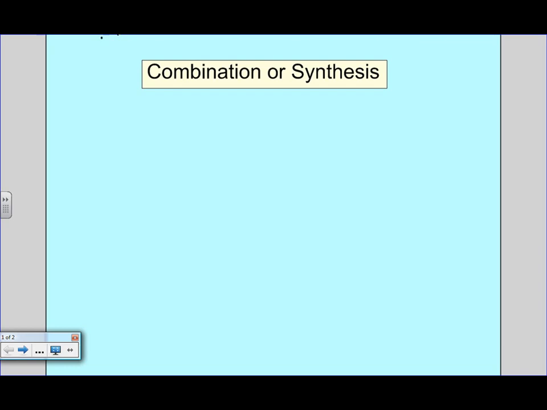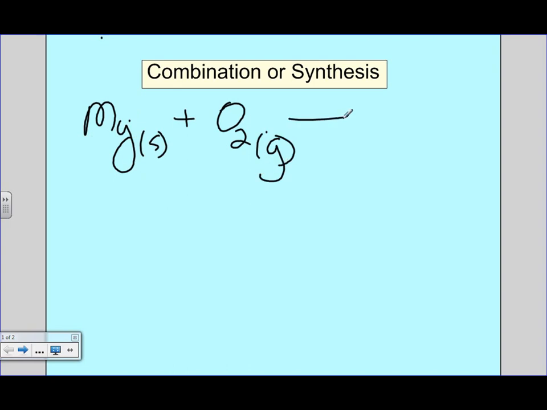A simple kind of combination or synthesis reaction that you all have seen before in chemistry is if you take magnesium metal and combine it with oxygen gas. That's going to make magnesium oxide. Okay, and this is a combination or a synthesis reaction.